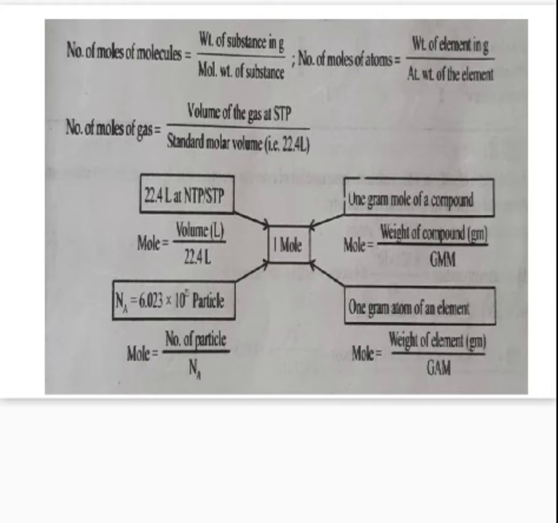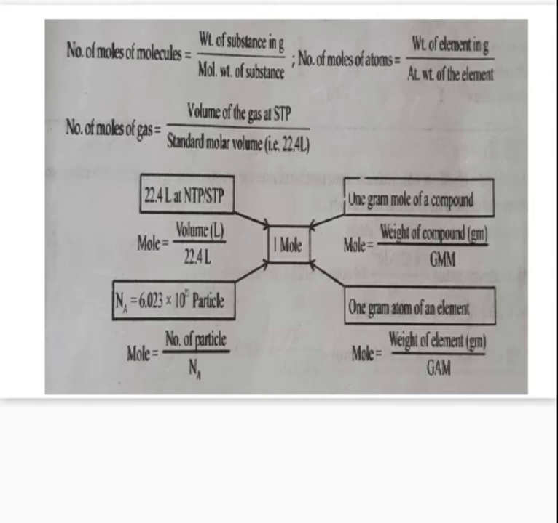Consider the first one, number of moles of molecules. How can you find it out? Weight of the substance in grams divided by the molecular weight of the substance. If you want to find the number of moles of atoms, then you consider the weight of that element in grams divided by the atomic weight of the element. For calculating the number of moles of a gas, you need to know the volume of the gas at STP conditions divided by the standard molar volume, that is 22.4 liters.